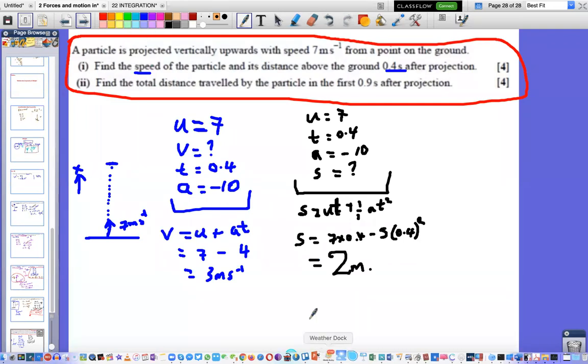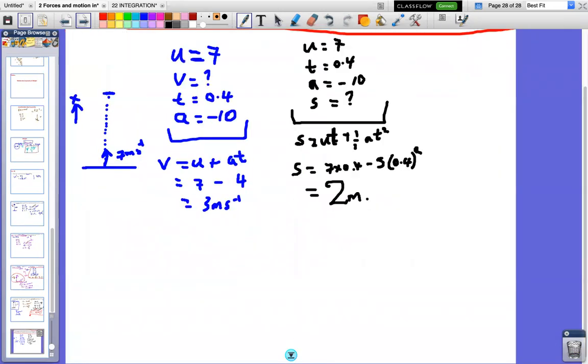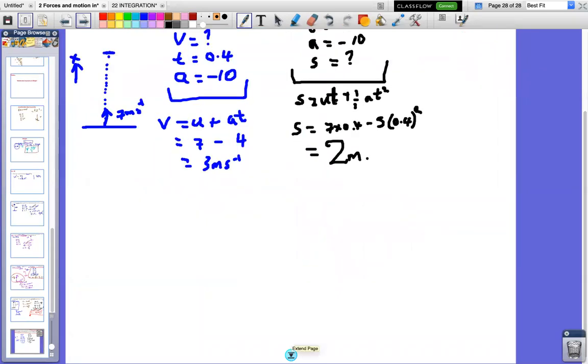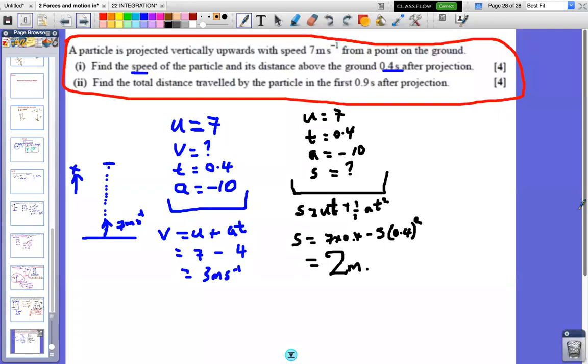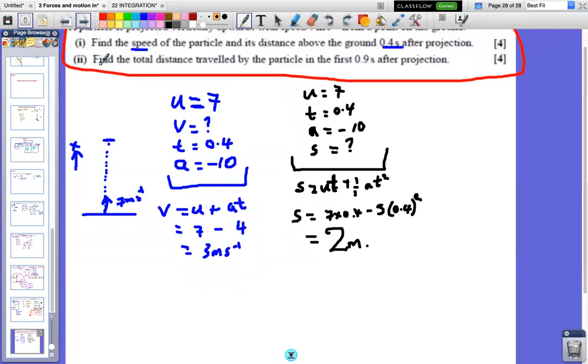Why did I choose to give this problem? I choose this problem because of the second part. The second part of this problem is a little bit tricky. You are asked to find the distance traveled by the particle 0.9 seconds after projection. Distance traveled.